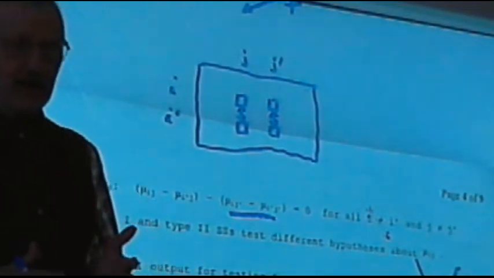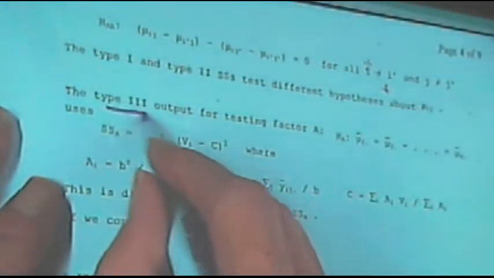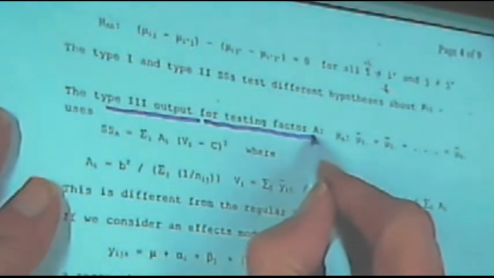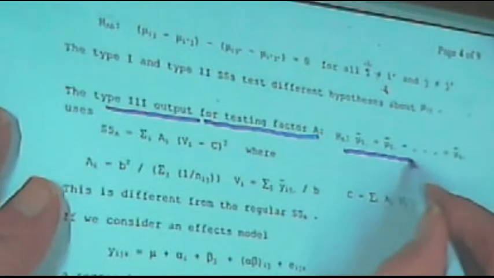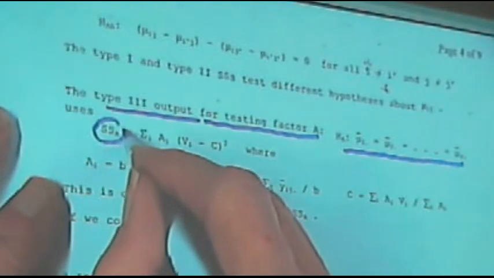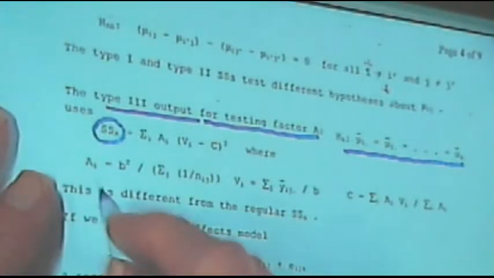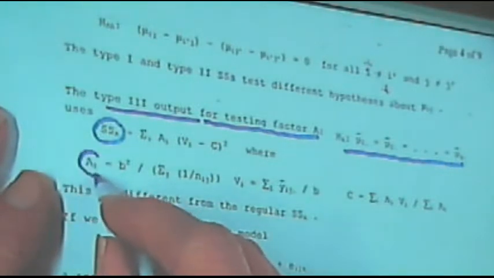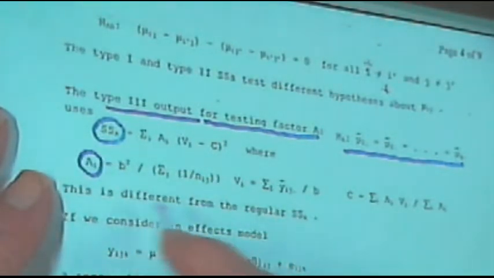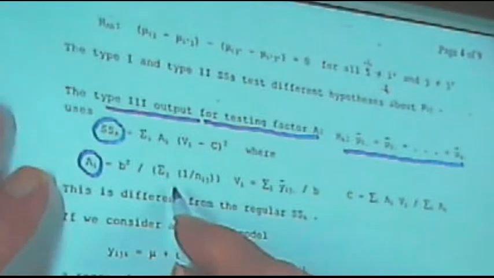These hypotheses for the unbalanced problem, a little more detail: it says a type 3 output for testing factor A. Here's the hypothesis about factor A again. It's going to use this sum of squares A, which is defined in this way. So there are three pieces in this formula. There are the A_i's, which are just constants, basically. B squared over the sum of the reciprocal of the sample sizes, summed on J.